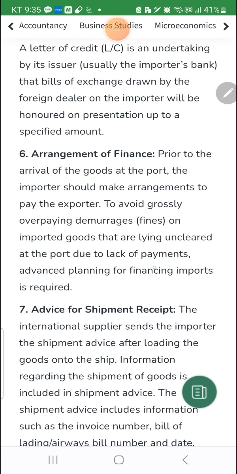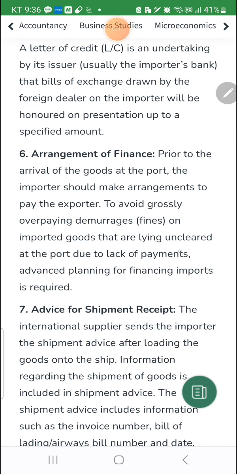6. Arrangement of finance. Prior to the arrival of the goods at the port, the importer should make arrangements to pay the exporter. To avoid grossly overpaying demurrages, fines on imported goods that are lying uncleared at the port due to lack of payments, advanced planning for financing imports is required.